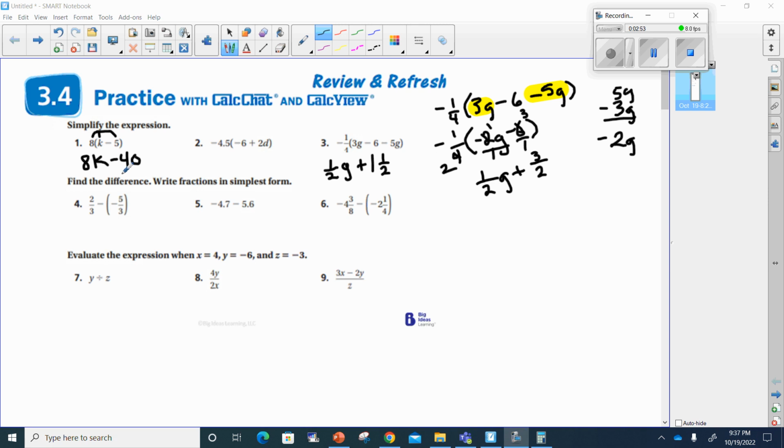All right, next I got number 5. It says find the difference. So I'm subtracting, or at least there's a subtraction sign in between the numbers. When I take this, I realize that I have 2 negatives. When my signs are the same, I find the sum. So I'm going to take 5.6 and add it to 4.7.